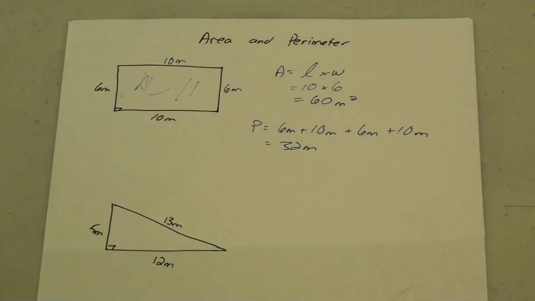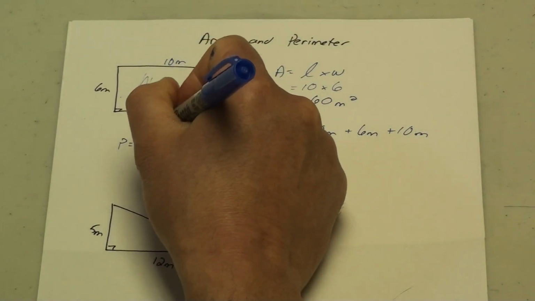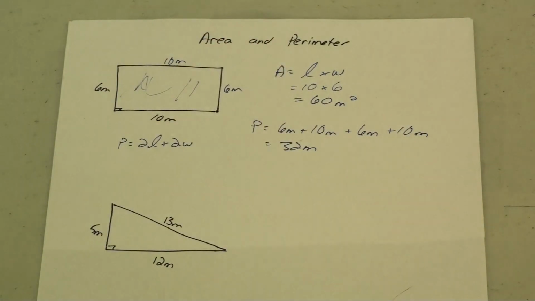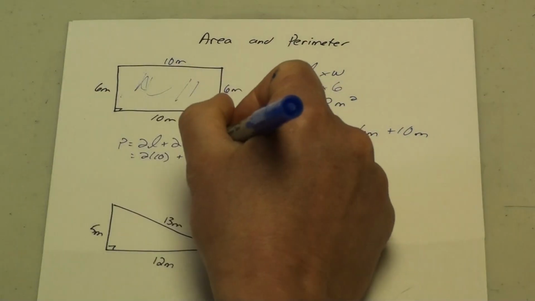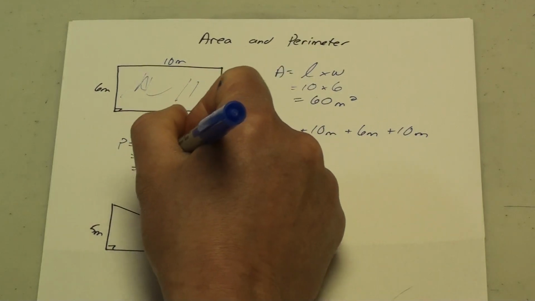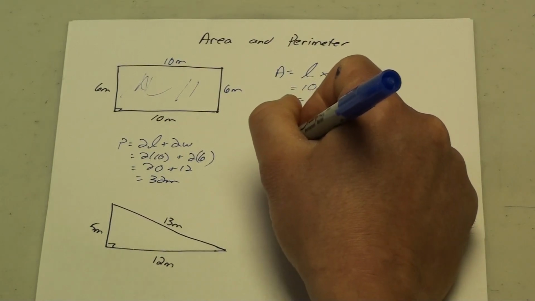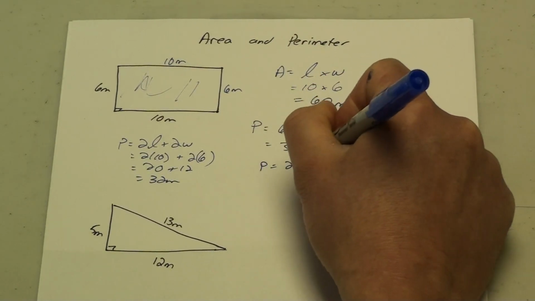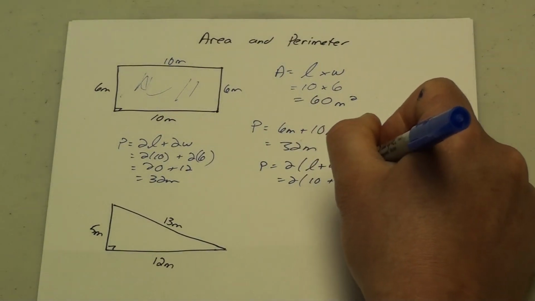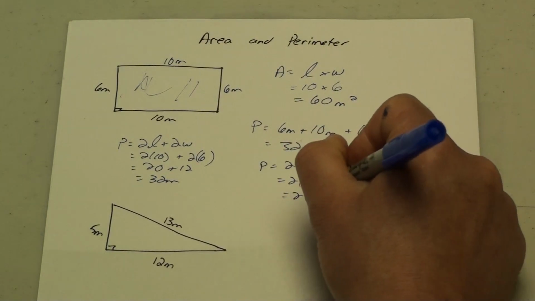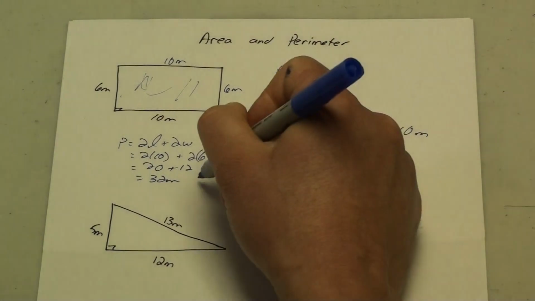Now, it should be noted that there are 2 other formulas I can use for the perimeter of a rectangle. One is perimeter equals 2 lengths plus 2 widths. So 2 times my length, which is 10, plus 2 times my width, which was 6, would give me 20 plus 12, which is also 32 meters. The other formula would be perimeter equals 2 times length plus width. My length was 10, my width was 6. These are all the exact same formula. They give me the exact same answer.